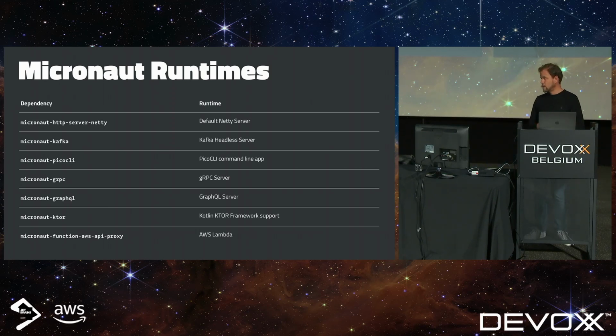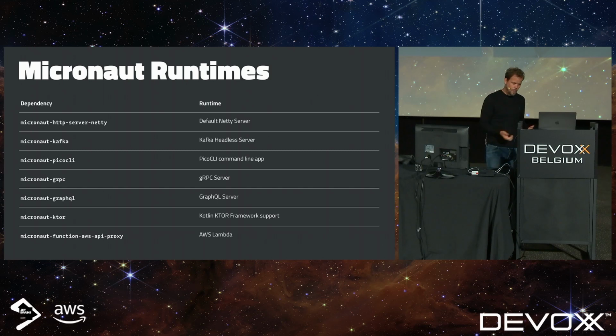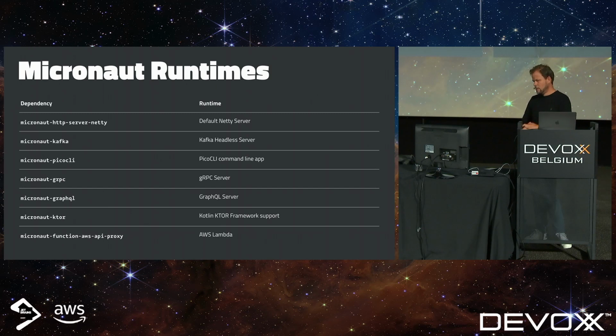You can use Micronaut to write command line applications with Micronaut Picocli integration. You can write gRPC servers and clients in Micronaut. I think gRPC still uses Netty under the hood, but basically it's a different runtime. Then you can write GraphQL servers in Micronaut. We have integration with the servlet API, so you can run Micronaut on Tomcat if you wanted to. We even have integration with other frameworks. We have a very active Kotlin community in Micronaut, and there is Ktor integration, so that you can use Micronaut for dependency injection, but carry on using Ktor as your framework, right?